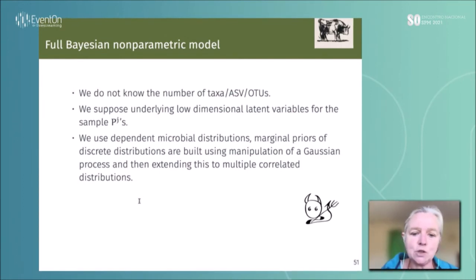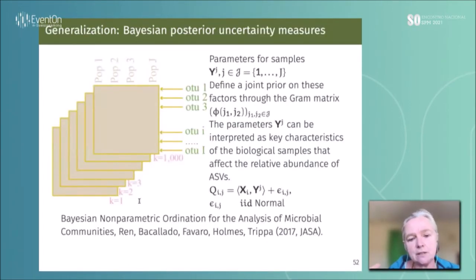And so we can't suppose that they're independent. And that's actually the explanation of the low dimensionality. But we can use that as our marginal priors and give discrete distributions. So this is a diagram of what we're trying to do.